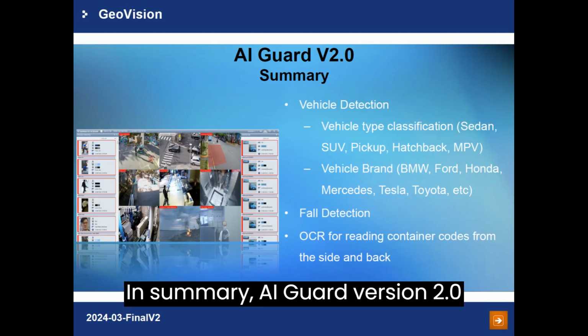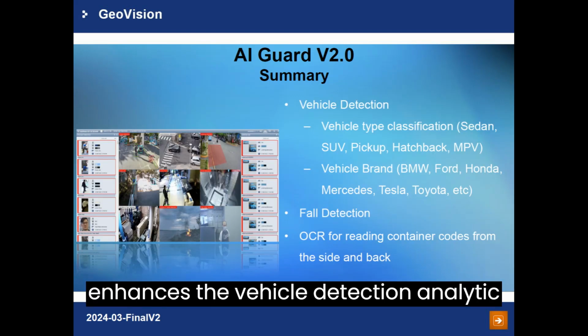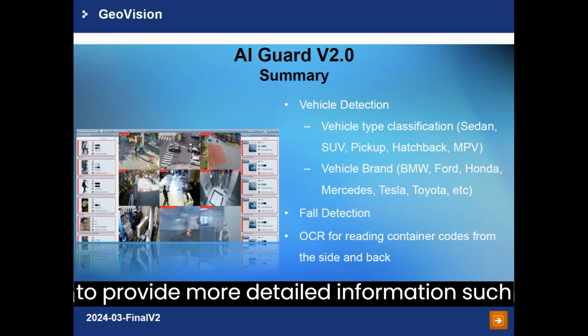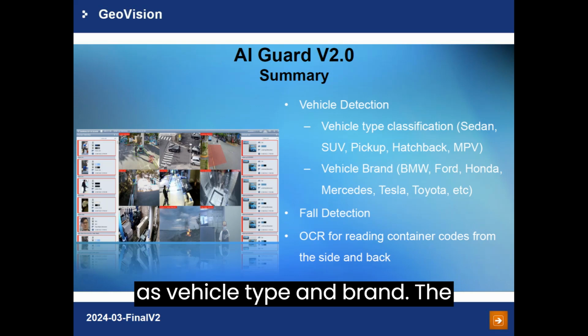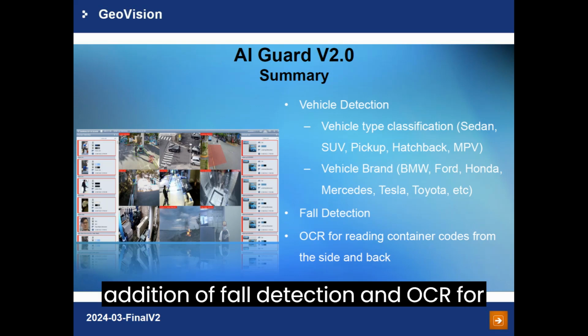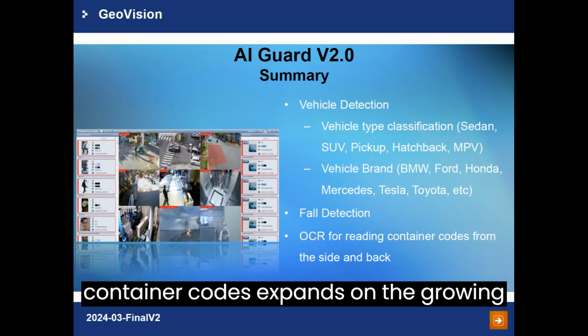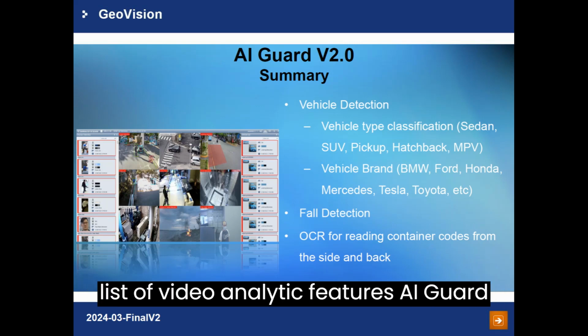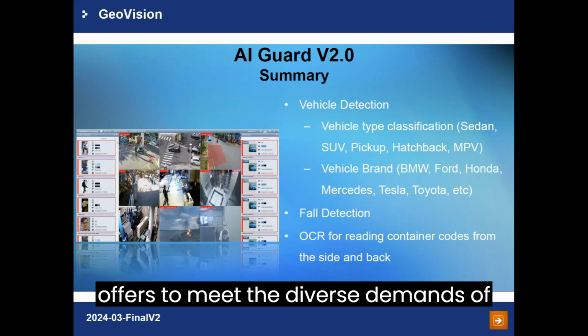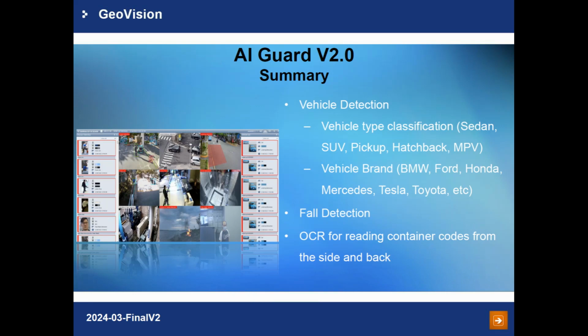In summary, AI Guard version 2.0 enhances the vehicle detection analytic to provide more detailed information such as vehicle type and brand. The addition of fall detection and OCR for container codes expands on the growing list of video analytic features AI Guard offers to meet the diverse demands of customers.